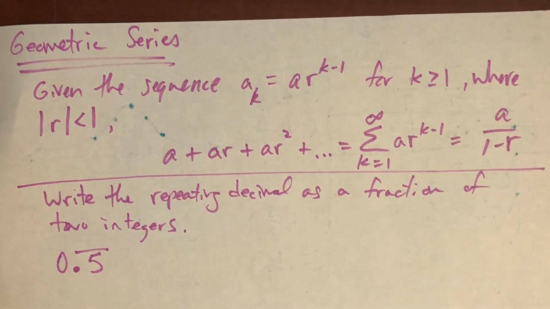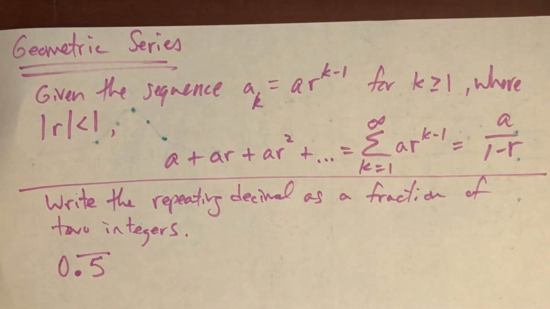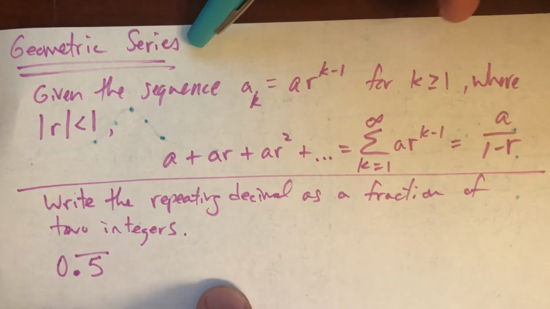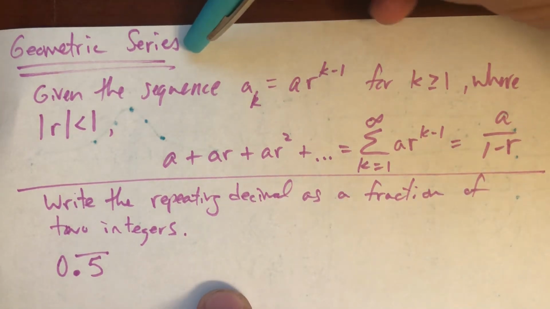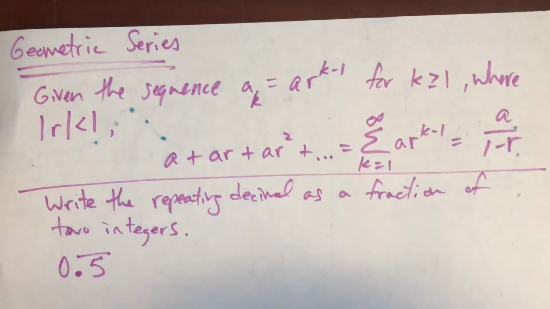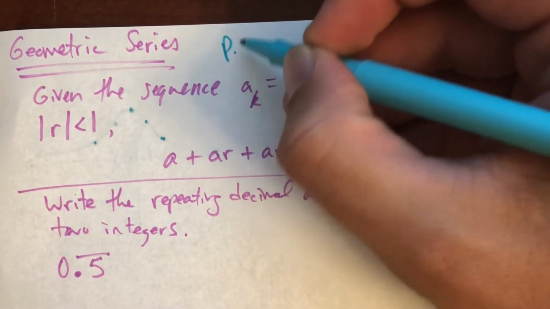Let's talk about geometric series and do an example problem there. Okay, so we've got the definition of what a geometric series is. Well, I guess it's not a definition. It's Theorem 9.2. This is on page 669 of the textbook.